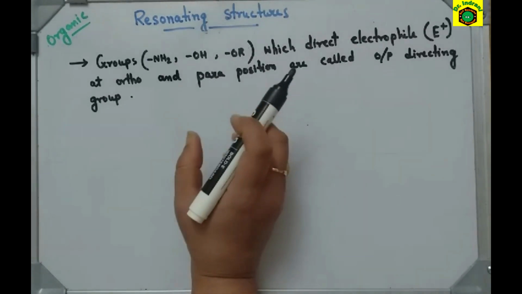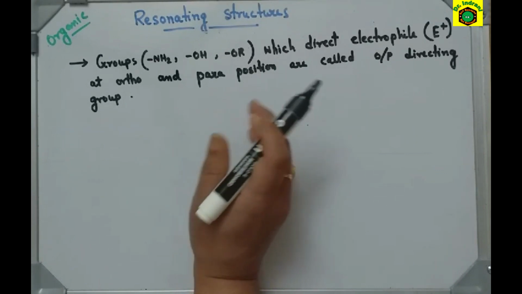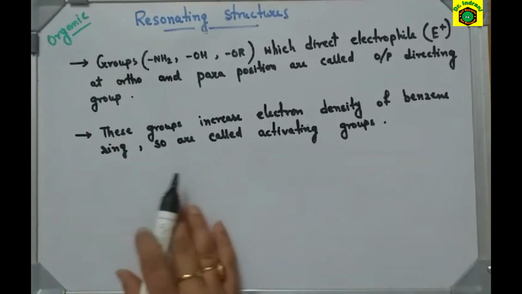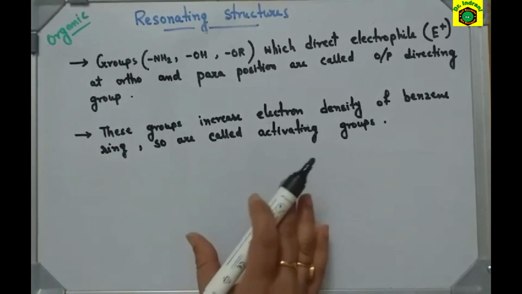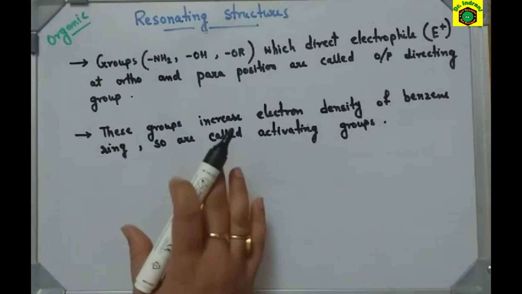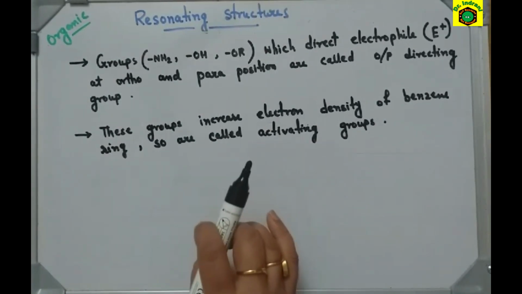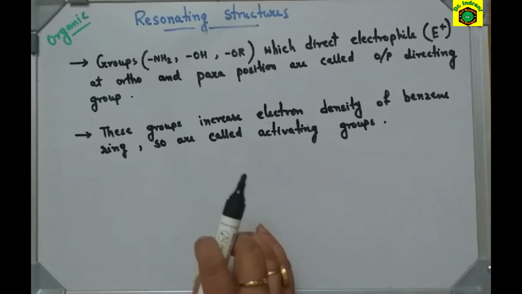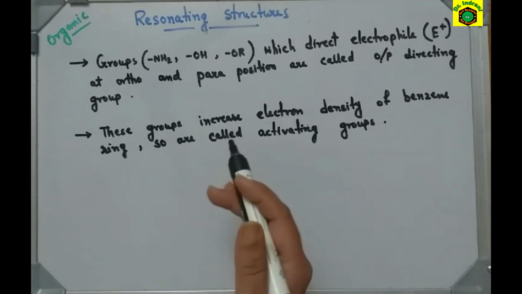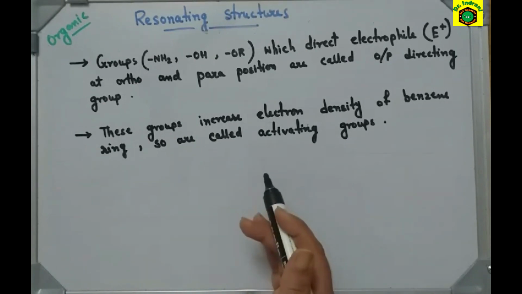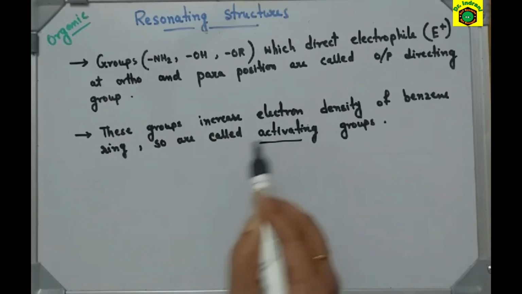Because at all those positions electron density is increased. These groups increase electron density of the benzene ring, so these are called activating groups. We have seen during drawing the resonating structures of phenol how these groups are increasing electron density at ortho and para position of the benzene ring. So these groups are called activating groups.